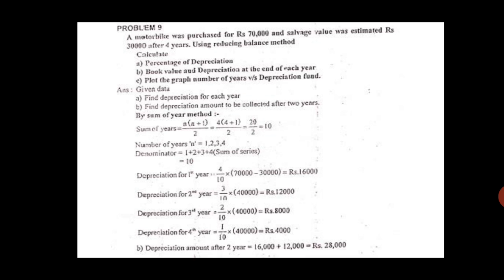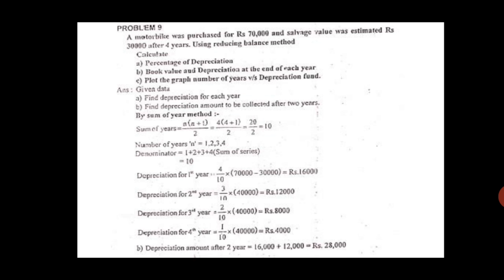A motorbike was purchased for 70,000 rupees and the salvage value is estimated as 30,000 rupees after 4 years. Using reducing balance method, or you can say the sum of years digit method also, calculate percentage of depreciation, book value of depreciation at the end of each year, and graph we already plotted. Similarly, you can plot the graph of number of years versus depreciation fund. So very simple it is.